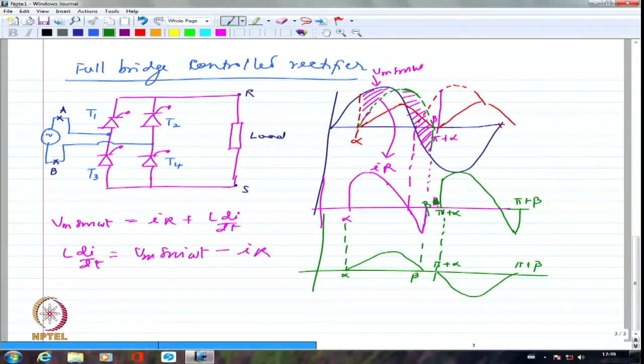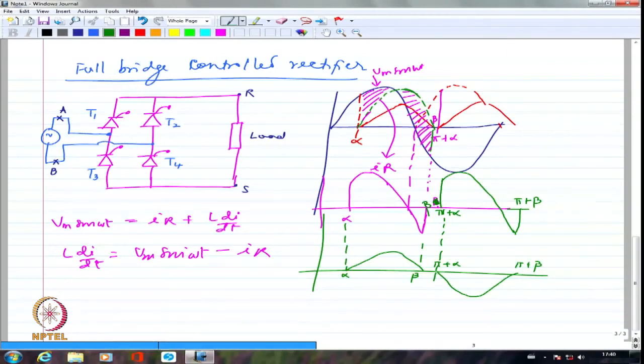Based on the inductor, will alpha have a limit? No, it doesn't have to. We'll look at that in the continuous conduction case. This is discontinuous. The current is discontinuous on the DC side. The load side current is discontinuous. You get my point? What we mean by discontinuous is that it is touching zero.